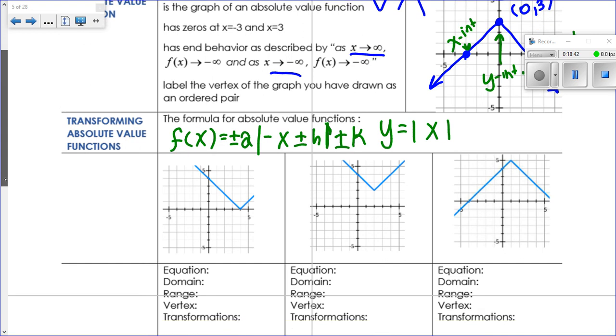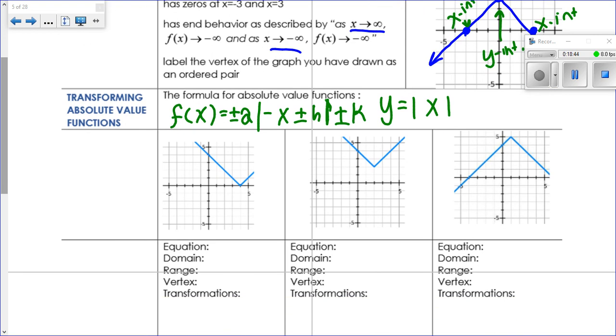Now, for the equation of each one, we're going to go ahead and draw the parent function for each one. So parent function looks like that. Parent function looks like that. Parent function looks like that. None of these appear to have shrunk or stretched. So the equation here, it looks like for the first one, it just moved. The vertex just moved. Every point just moved over 4. So I'm going to subtract 4 in my formula.